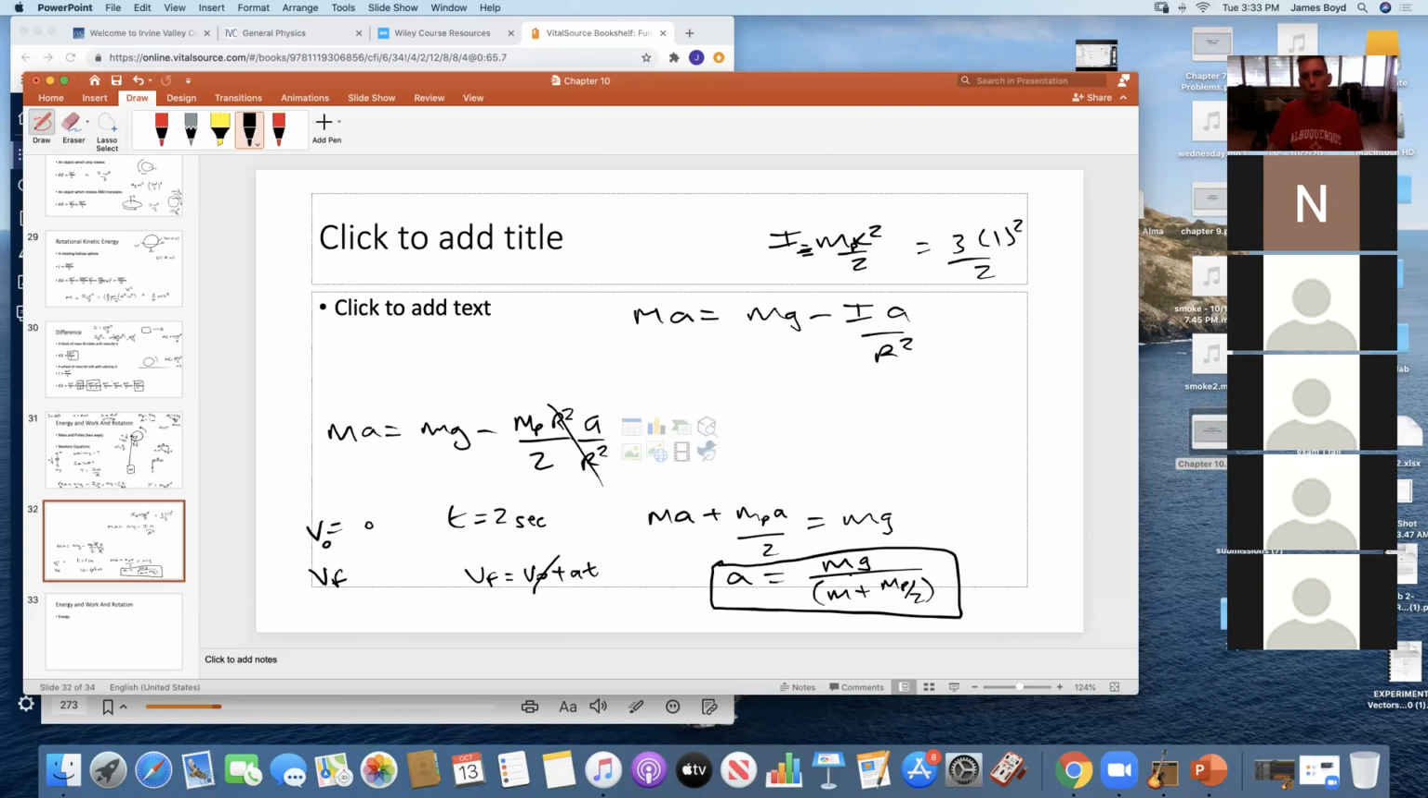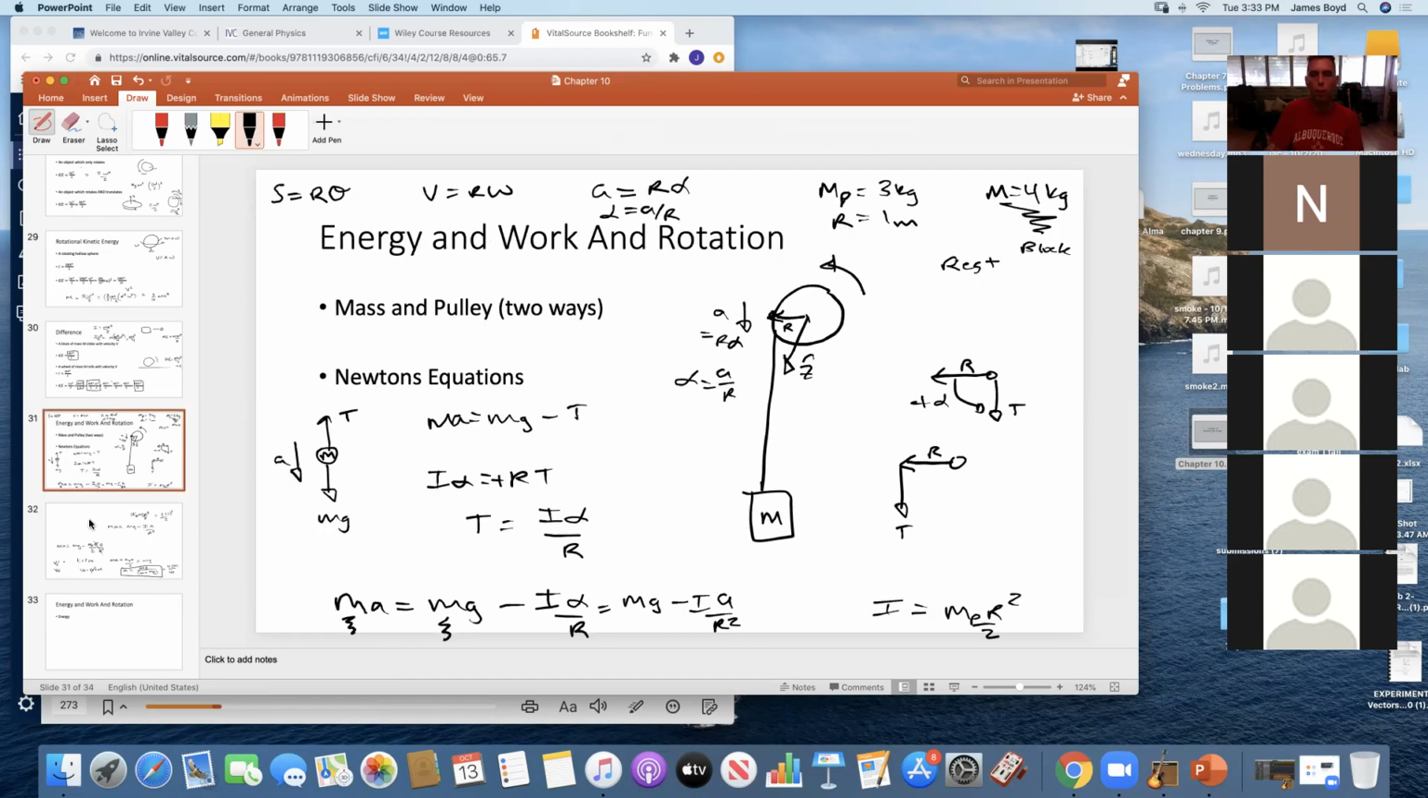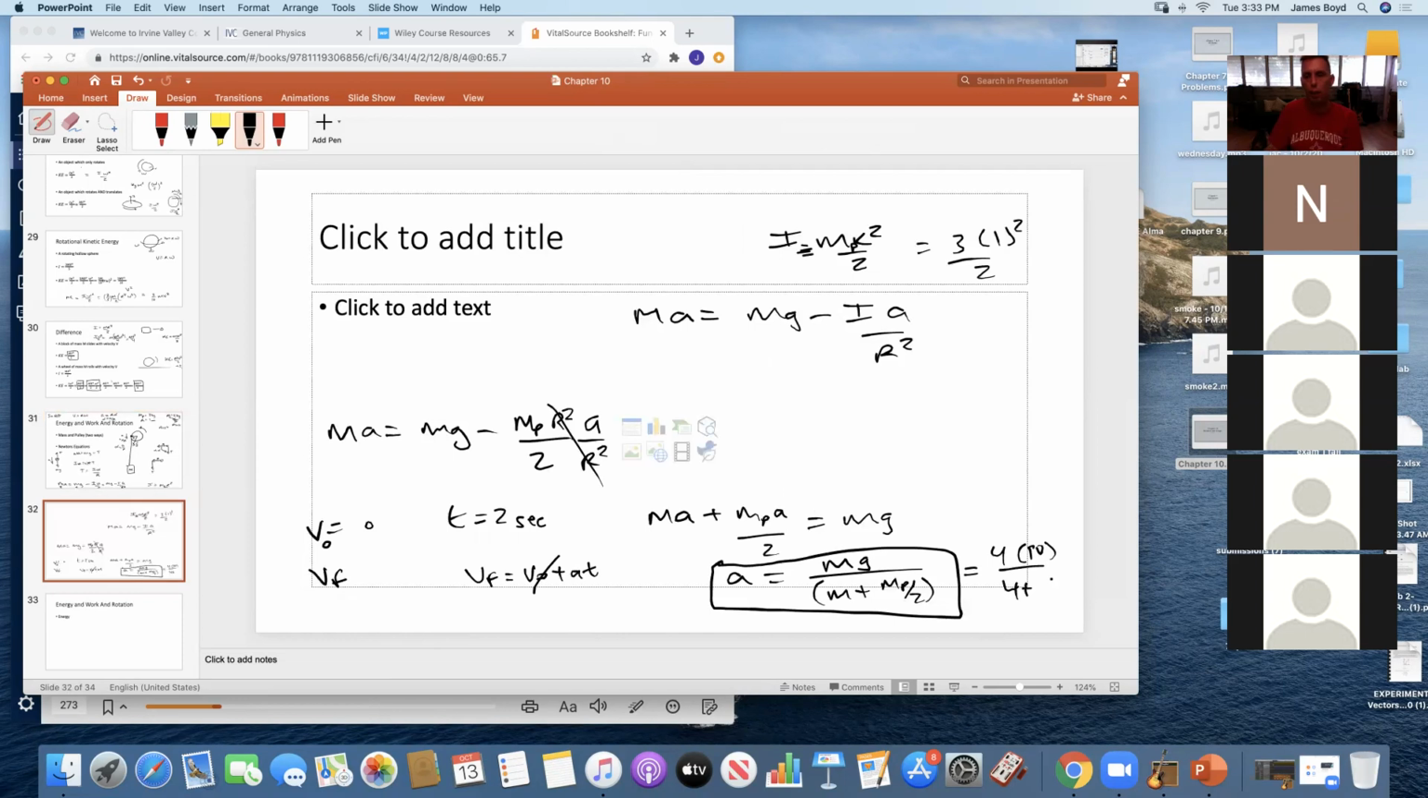4. 4 times, I'll just use 10. 4 plus 3/2, which is 5.5. 40 divided by 5.5 is 7.3. So V final is equal to 7.3 times 2, which is 14.6 meters per second. I want that for a reason.